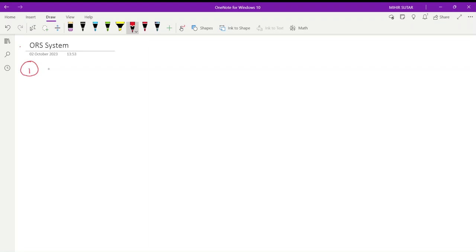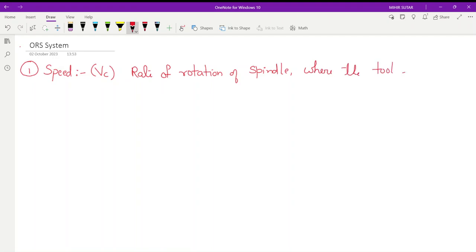And what is the speed? Speed, or cutting velocity, is denoted by the letter VC. It is the rate of rotation of the spindle where the tool is held. This is the cutting velocity VC. It is always in RPM, rotations per minute of the workpiece.